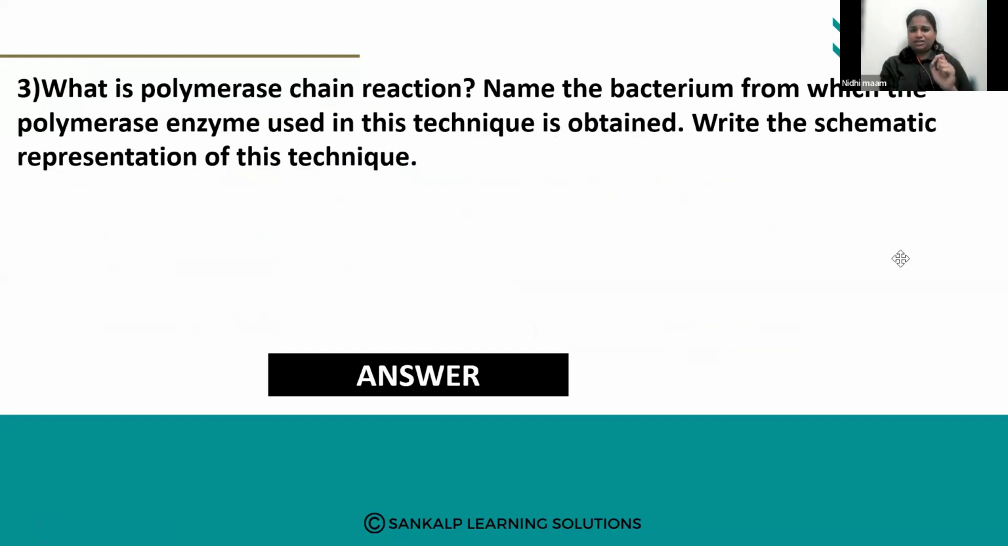Polymerase chain reaction, what is it? That is 2 marks. Name the bacterium from which the polymerase used in this technique is obtained. That is 1 mark. Write the schematic presentation. That is 2 marks. So the answer to these questions is divided accordingly.